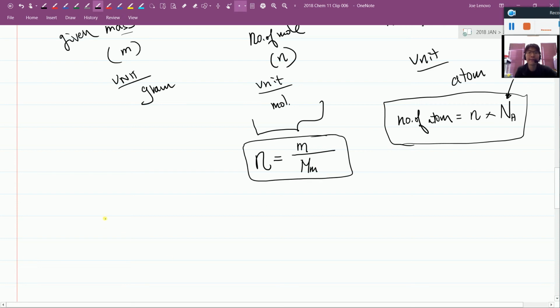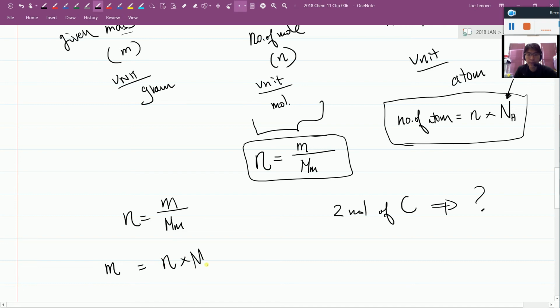Now, if I want to find out the number of mole, you can use N over molar mass. If I want to find out the actual mass, so let's say I give you the number of mole, I give you 2 mole of carbon. How heavy is it? Then you can use mass, which can be calculated as number of mole times molar mass. Just rearrange between each other and you'll find the answer.